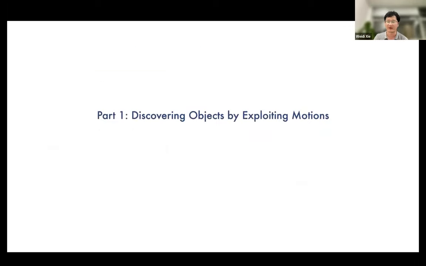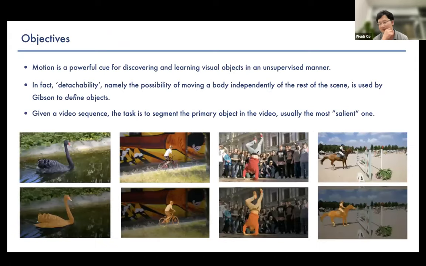And part one, discovering objects by exploring motions. So why use motions? Because motion is a very powerful cue for discovering objects. In the literature, some scientists really define objects by motion, like Gibson. He defines what is an object: it's detachability, the possibility of moving a body independently. That's called an object, right?